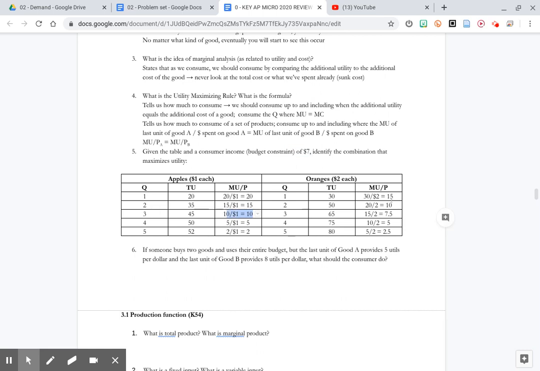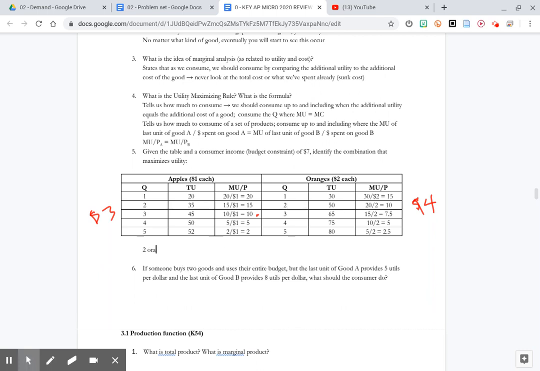10. There's a 10 and there's a 10 right here. And so we look at it and ask, how much would 2 oranges be? $4. And I'm just going to write that off to the side. That's 4. And then over here with that 10, that's $3. So the correct combination would be 3 apples and, sorry, I can't read, 2 oranges. So that would be the correct answer. So let's put that here: 2 oranges and 3 apples. Apples because their MU over Ps are equal at that point.